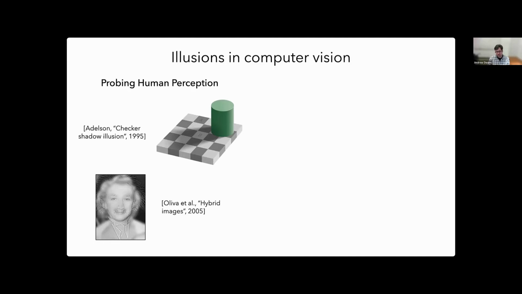These are images that have a different appearance depending on the distance that you view them from. This image here looks like Albert Einstein from one perspective, and then from a different distance, it will look like Marilyn Monroe. And these are examples where optical illusions are used to try to understand how humans perceive the world.